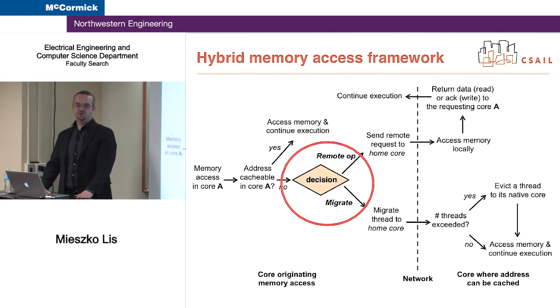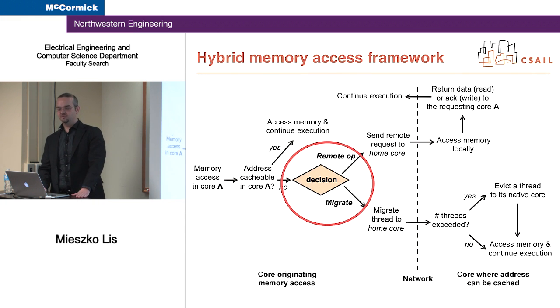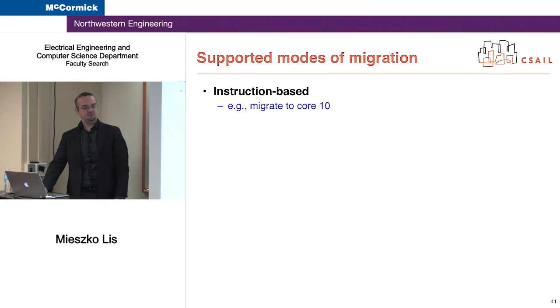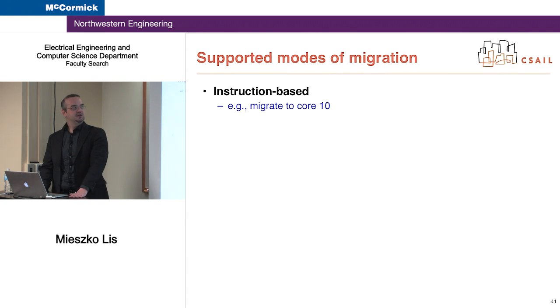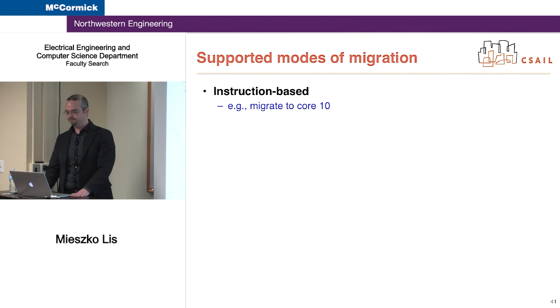So let's talk a little bit about this decision. How are we going to decide whether you're going to do a remote operation or migration? As you can imagine, this is critical to the performance here. And we have 3 ways to do this in our chip specifically. One of them is instruction-based. For example, you can say, I want to migrate to core 17, and the thread goes to core 17. This is great for testing, but not really useful in practice, maybe unless you have a really fancy compiler.